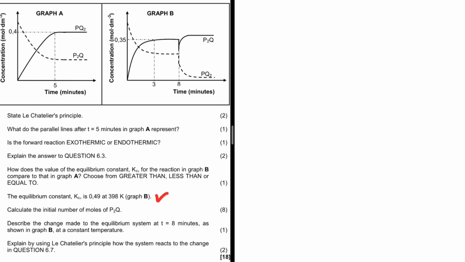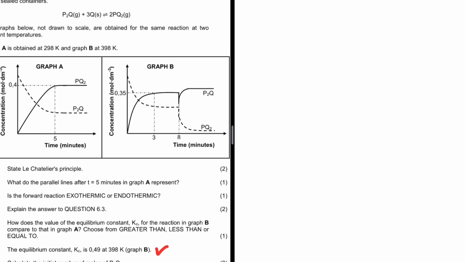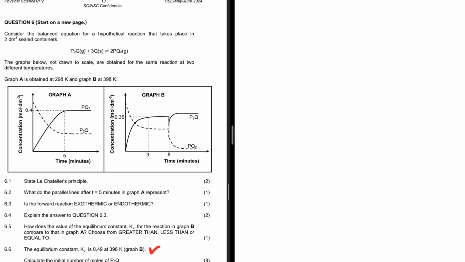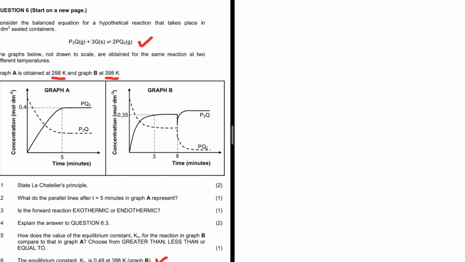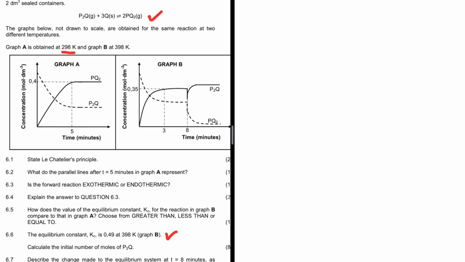So let's take a look at our situation and make sense of it. So consider the balanced equation for a hypothetical reaction that takes place in 2 decimeter cube sealed containers. So here's our reaction, okay? And then the graphs below, not drawn to scale, are obtained for the same reaction at 2 different temperatures. Same reaction, 2 different temperatures. Graph A is obtained at 298 kelvins, while graph B is obtained at 398 kelvins. So this is the information we have.